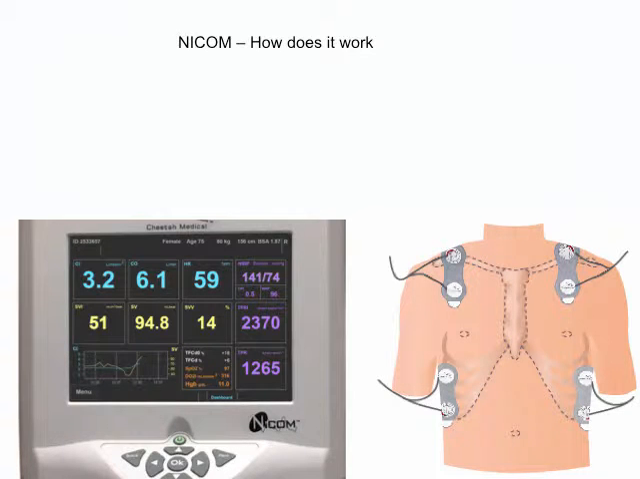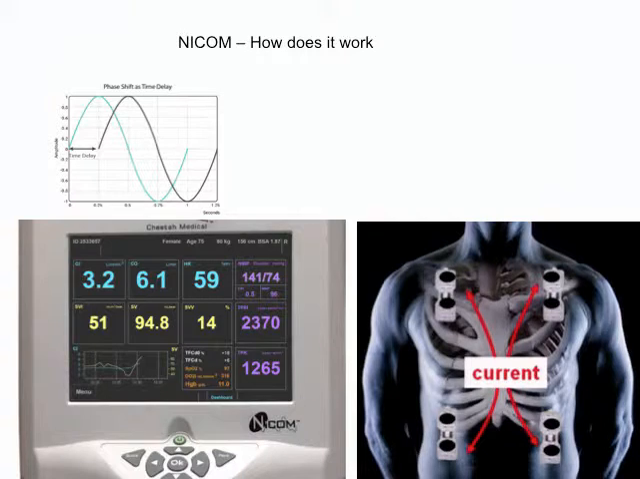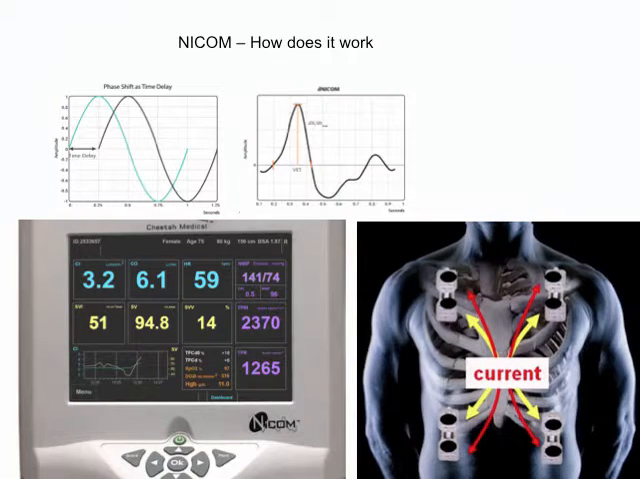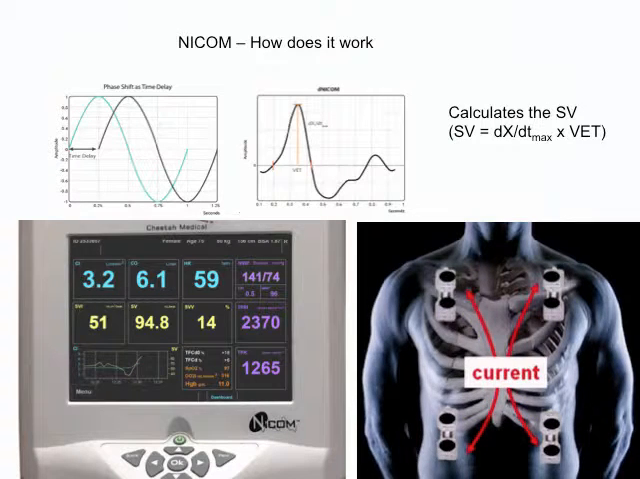So how does the NICOM work? The monitor uses 4 paired sensors positioned on the patient to create a thoracic box. The sensors pass a low amplitude current across the thorax to measure a phase shift in the frequency of this current. The phase shift in frequency in the current correlates with aortic blood flow.